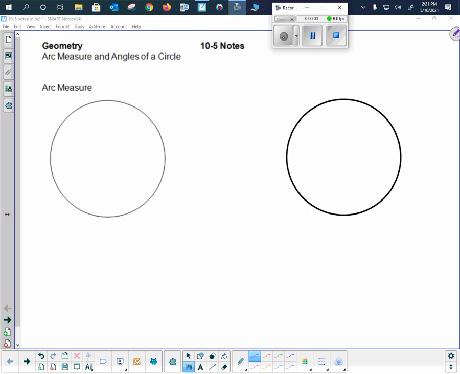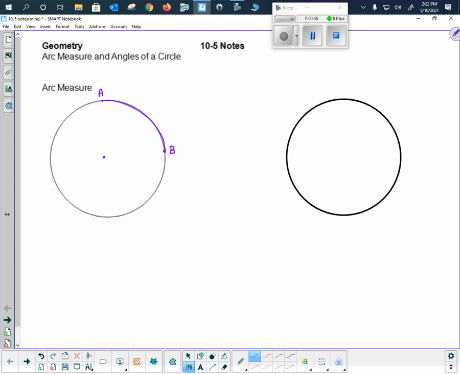All right, in our 10-5 notes, we're looking at arc measure and angles of a circle. So let's start with arc measure. Now that's different than arc length, okay? So for instance, if I put the dot, meaning the center of the circle, let's get you to understand the difference. If I just said, so don't draw this yet, but if I said point A is here and point B is here, and I asked you, what is the arc length of AB? That means walk on this path and tell me the distance that's traveled from A to B. That's arc length. But we're talking about arc measure.